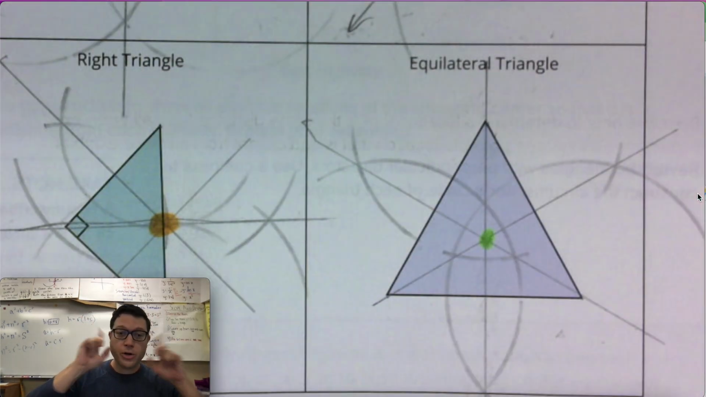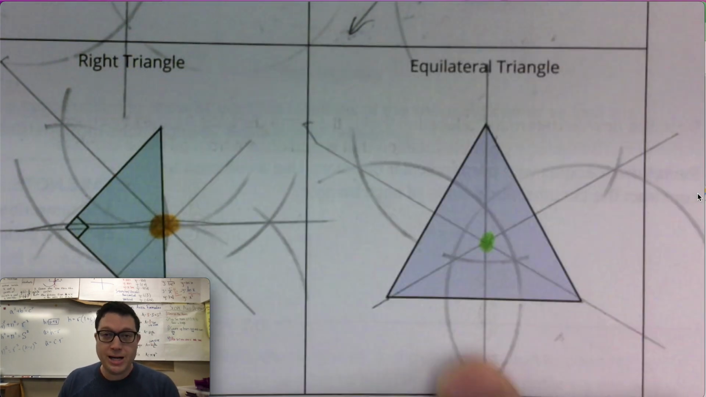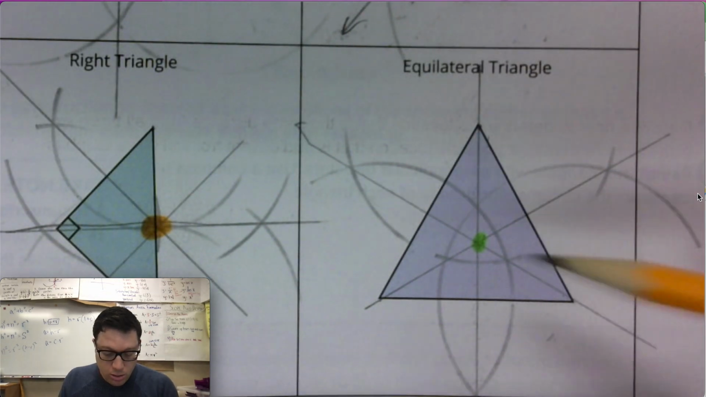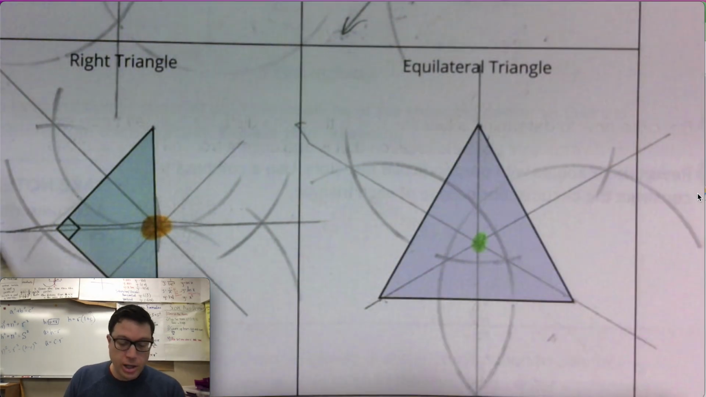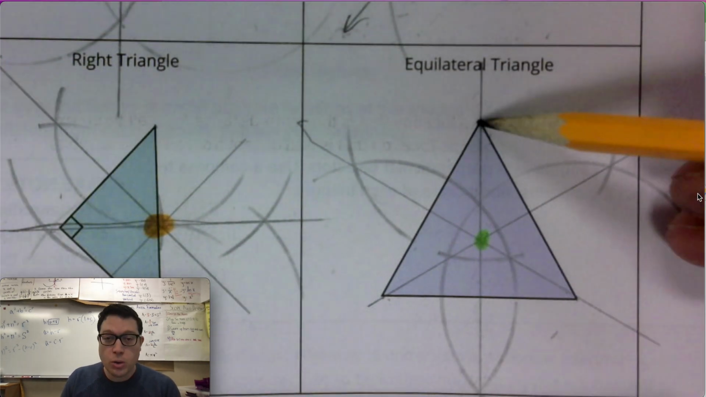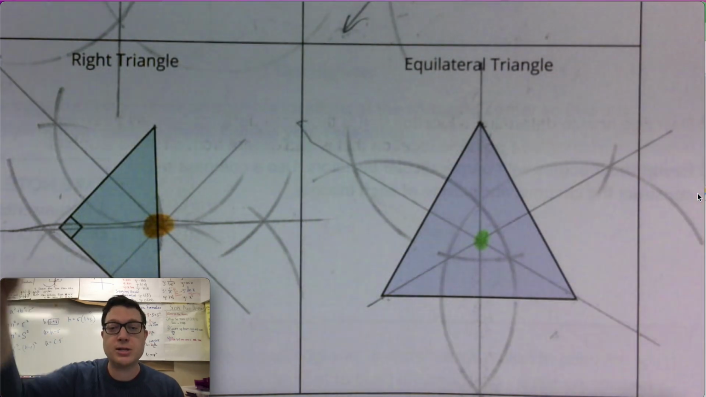Back in, hello, sound on. In an equilateral triangle, all three perpendicular bisectors actually go through the vertices of the triangle. So that happens in a right triangle one time, one of them goes through the vertex of the triangle, but in an equilateral triangle, all three perpendicular bisectors will cross the other side.